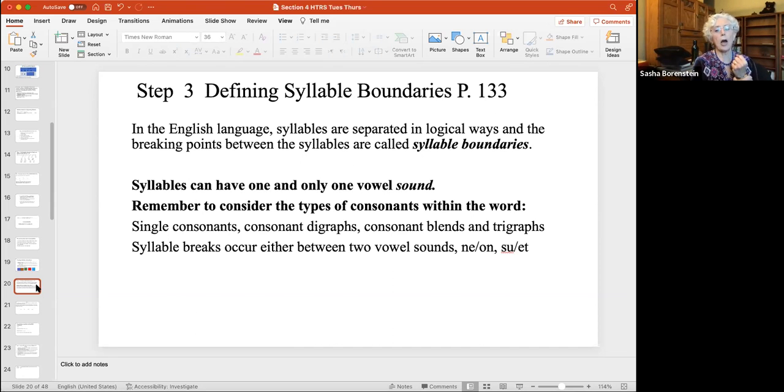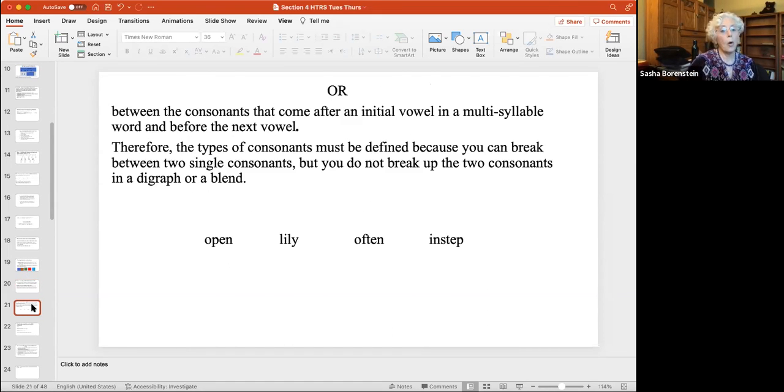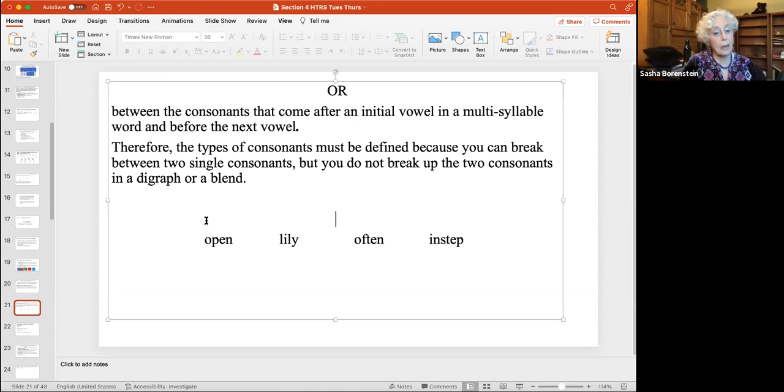So here's the thing. Syllable breaks can occur between 2 vowels. Like in the word neon, we have 2 single vowels. We can't have 2 vowels in 1 syllable, so we break between them. Or the word suet, 2 vowel sounds, can't have 2 vowel sounds in the same syllable, so we break between them. Or we can break between the consonants that come after the initial vowel in a multi-syllable word and before the next one. So let's explore some of these patterns together and where the syllable boundaries are.